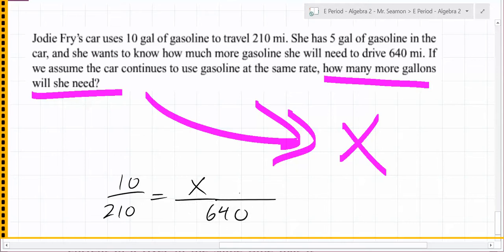X plus what? X plus... there it is, right there. Small things matter. So if you had solved the other one, you would have gotten how much gas total it takes. She wants to know: no, because X represents how many more gallons. How many more gallons? The 5 is already there because that's going to be spent. How many more gallons will she need? It's added to the 5 that are already in there.